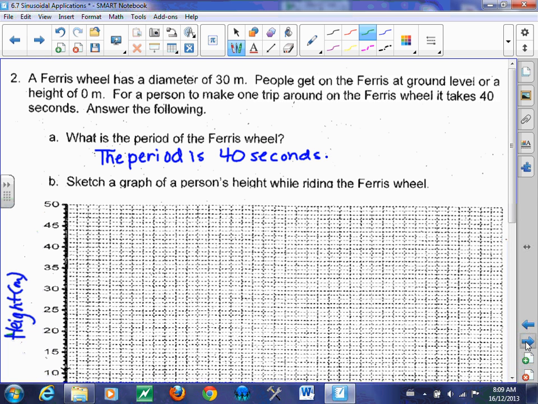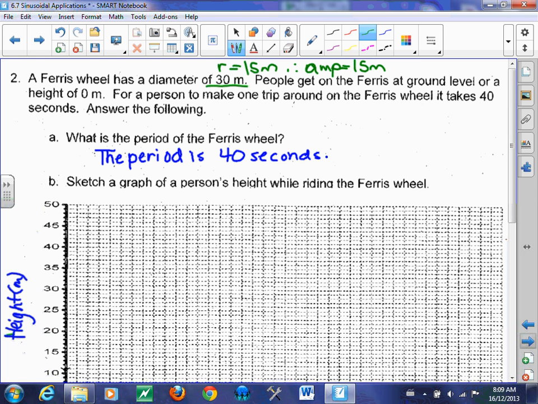All right, a Ferris wheel. I like these ones, and these are most commonly application questions for this unit. A Ferris wheel has a diameter of 30 meters. Okay, so the diameter of 30 meters will tell us a couple things. First of all, if we take half of the diameter, we know that R, or radius, equals 15 meters. Okay, and if the radius is 15 meters, therefore we know the amplitude equals 15 meters.